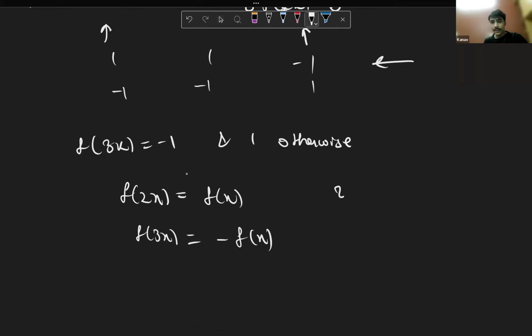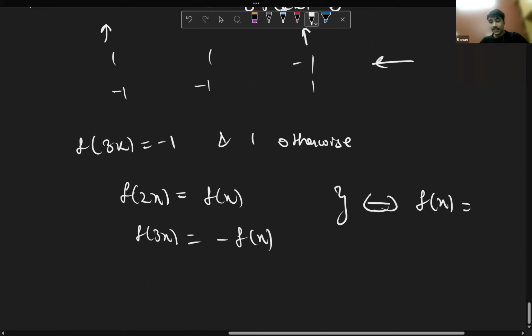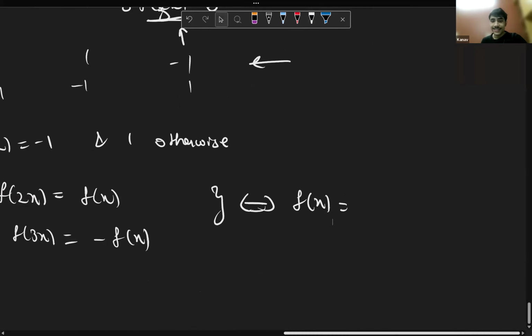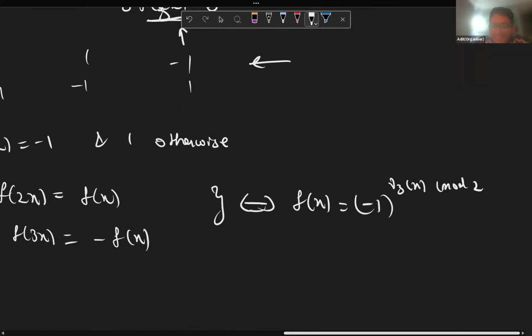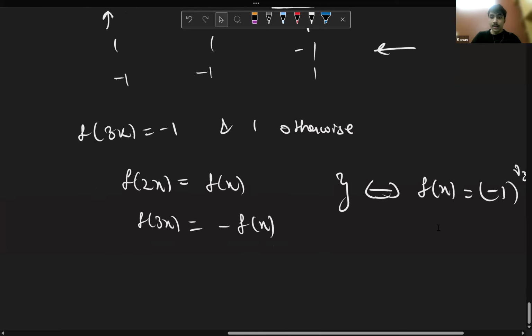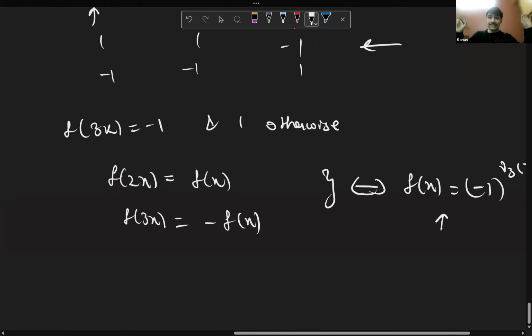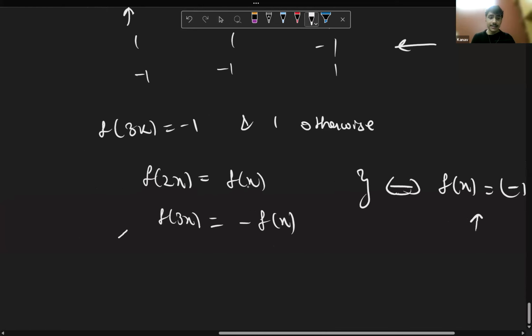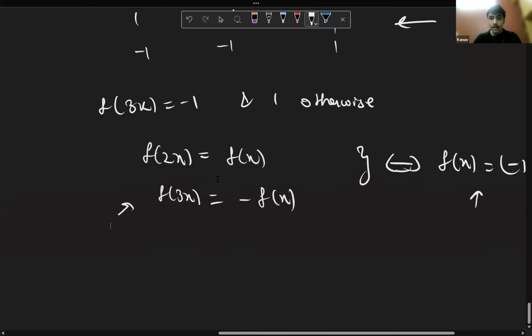Perfect. So this construction is equivalent to saying f of x is equal to, I'll write it in a very fancy way, minus 1 to the power of v3 of x. Oh wow, mod 2 is irrelevant, my bad. That's the construction. Brilliant. There are some very interesting things here. This is an explicit form which magically works. But the first part is the more interesting thing.